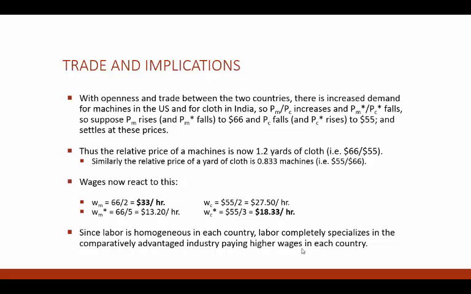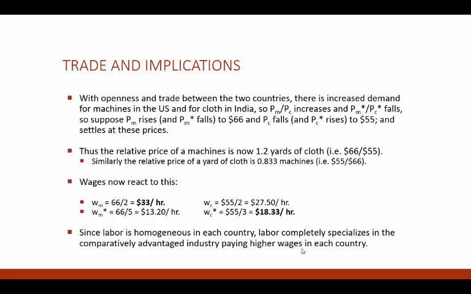What now happens once we allow for trade? Given the prices, the dynamics are as described previously. Machine demand increases in the United States and falls in India, and cloth demand increases in India but falls in the United States. Thus, relative prices converge across the two countries. One such convergence, for instance, is say machine prices fall in India but rise in the United States to $66, while cloth prices fall in the United States but rise in India to $55.